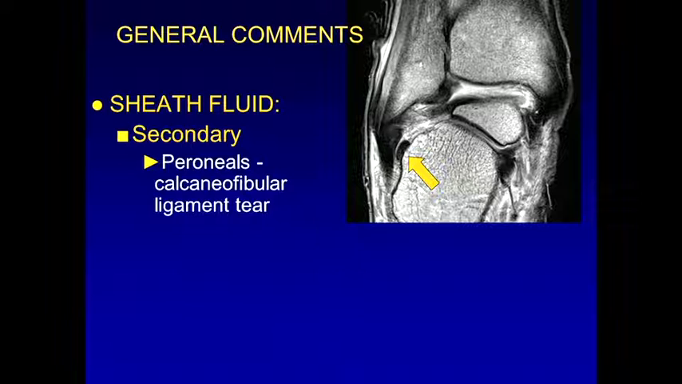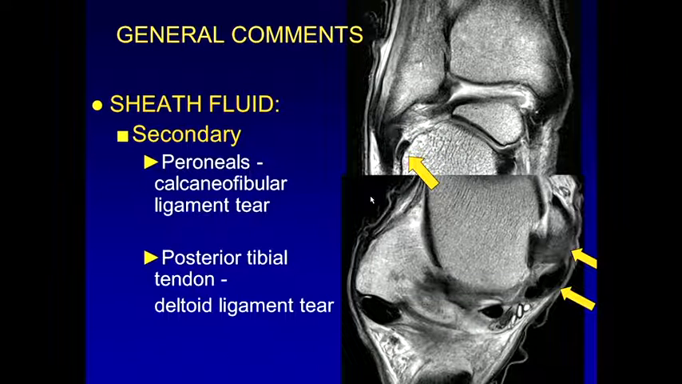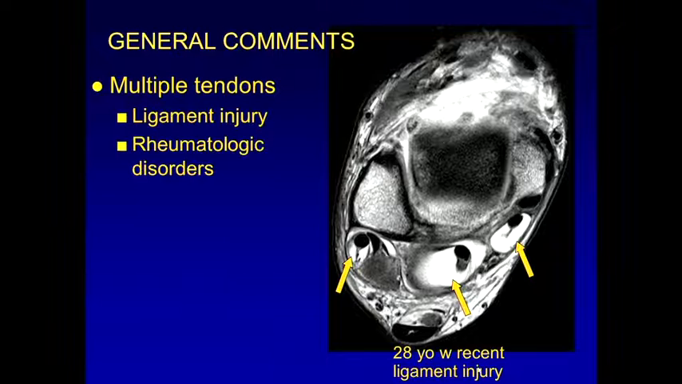Initially, you can have just fluid, but eventually this may develop into stenosing tenosynovitis because you often have hemorrhage associated with it. Similarly, when you have deltoid ligament injury, the posterior tibial tendon sits right by the deltoid, and you may have reactive fluid surrounding the posterior tibial tendon. When you see multiple tendon involvements, think about it could be ligamentous injury, it could be rheumatological disorder.